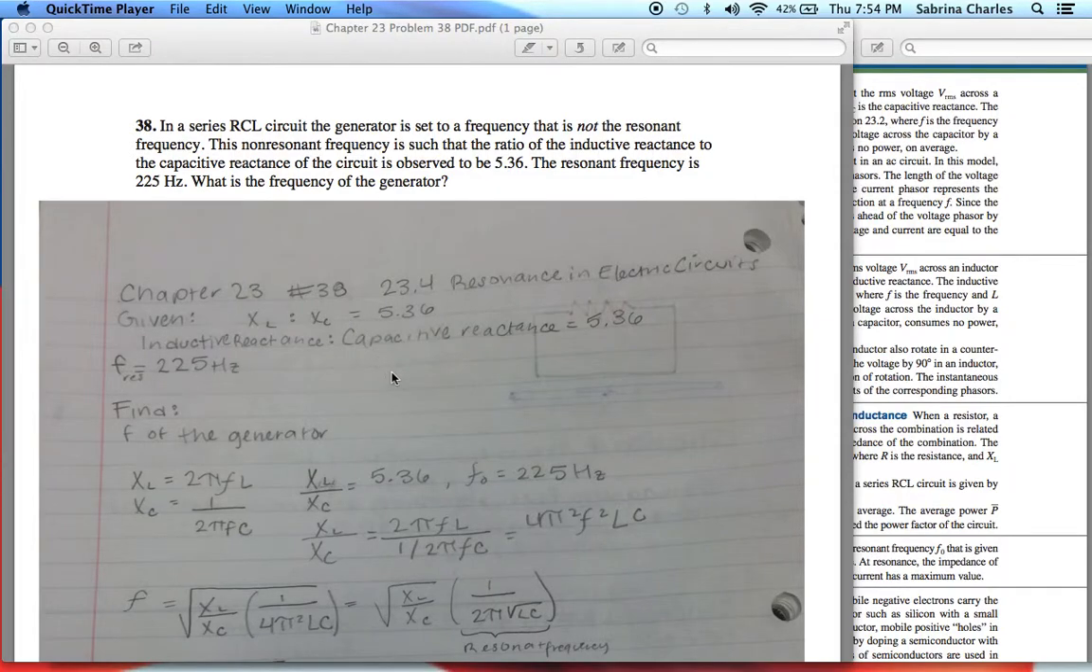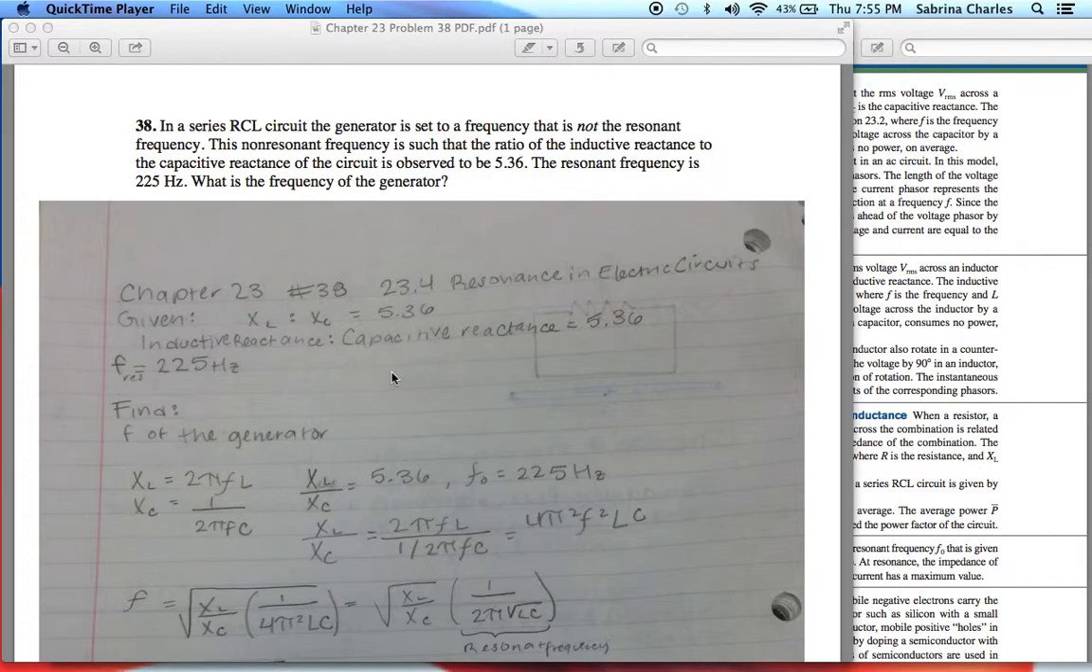Hello. So I was assigned chapter 23, problem 38, and problem 38 is on section 4, resonance in electric circuits. The problem reads that in a series RCL circuit, the generator is set to a frequency that is not the resonant frequency. This non-resonant frequency is such that the ratio of inductive reactance to the capacitive reactance of the circuit is observed as 5.36.